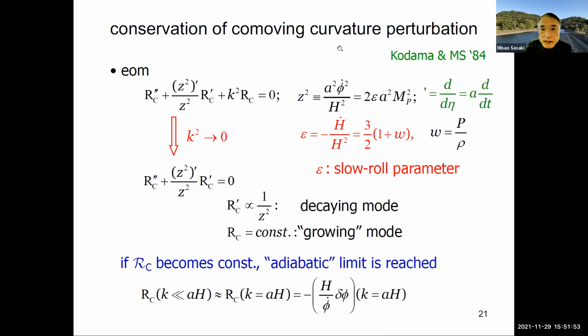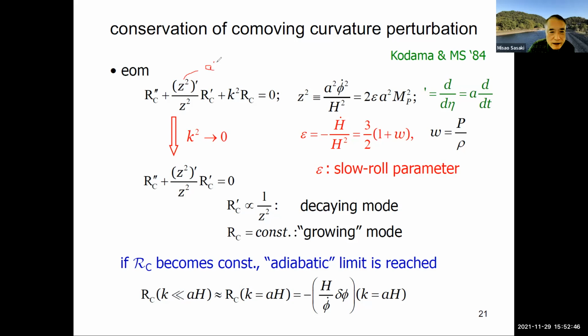This is actually determined by the conservation equation. I don't have time to derive this; maybe later I can discuss in more detail how to derive these equations. But for the moment, let me just write down the equation of motion for the curvature perturbation on the co-moving slice. It follows this equation, where the friction term, if there is no non-trivial scalar field dynamics, you would expect to be the scale factor squared.